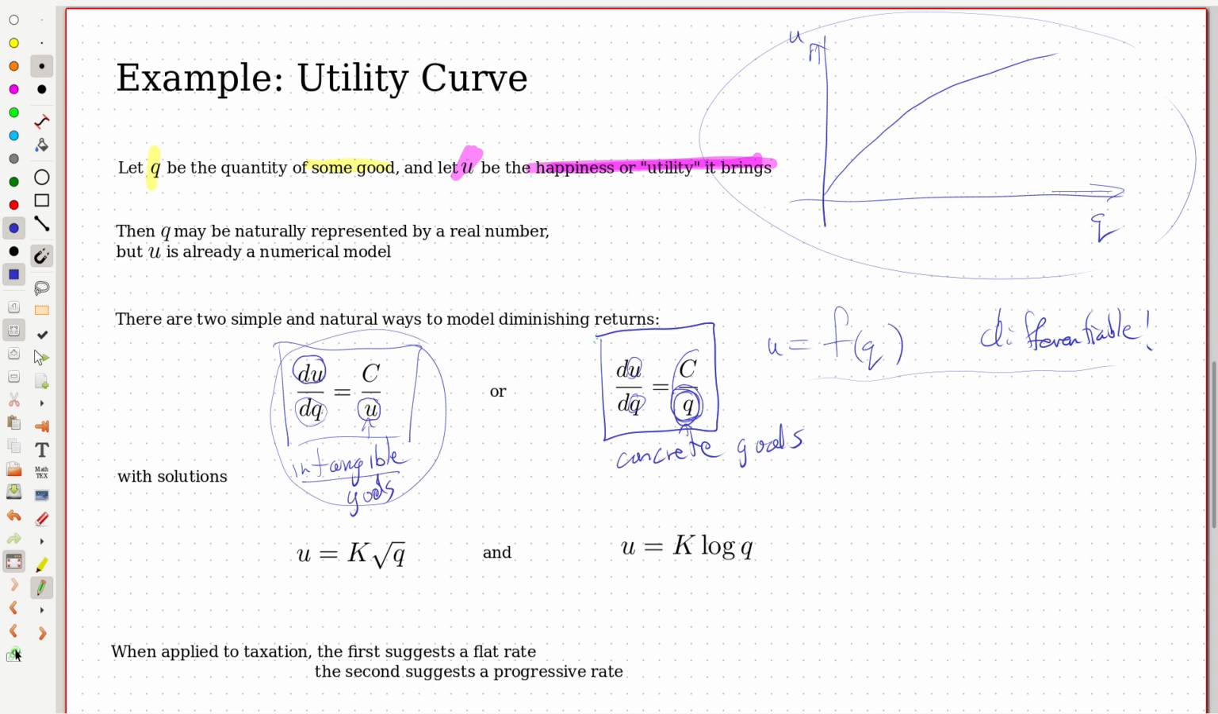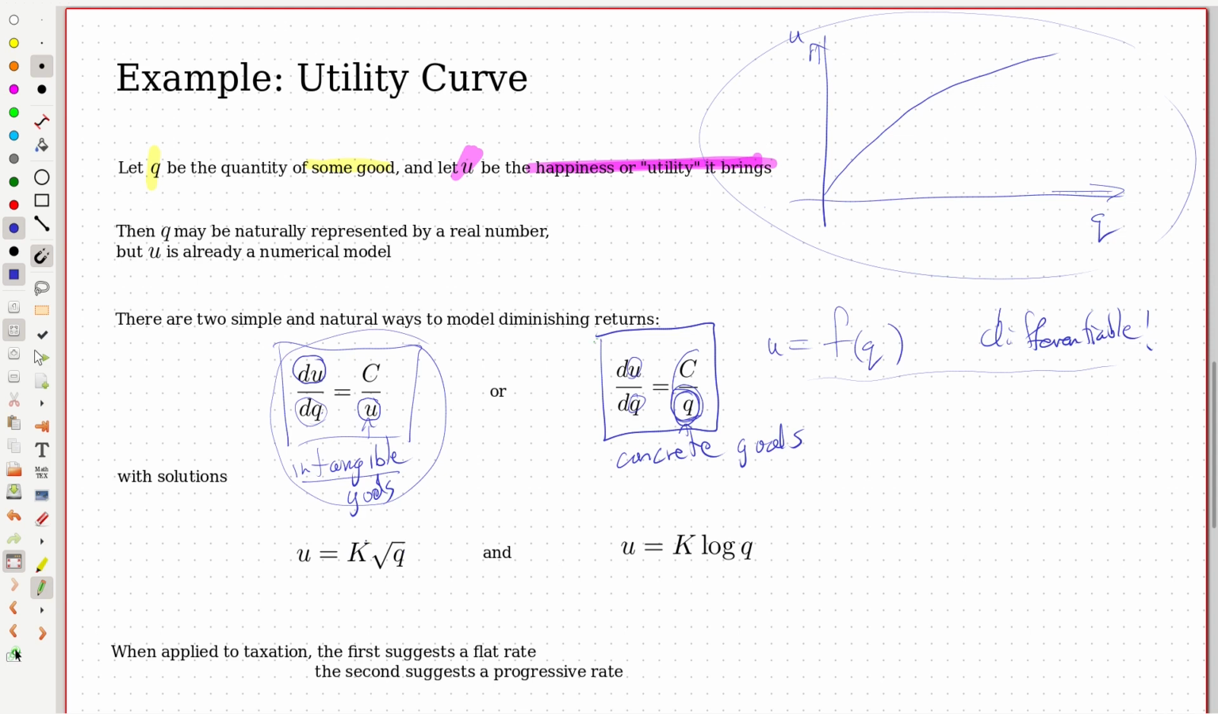Now, if you solve these differential equations, which you can do easily using the separation of variables method that you've probably learned in Calc 2, right? Both of these can be solved easily using that method. In the first case, you find that the solution is u is proportional to the square root of q.